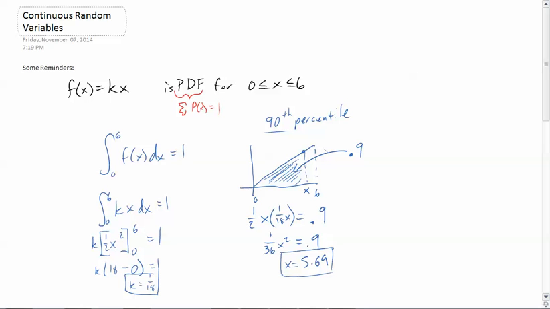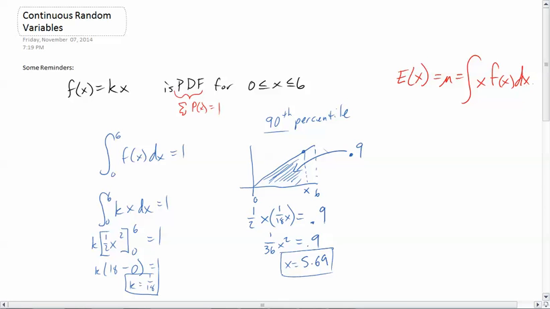Okay, so that's just a couple of reminders. Please do also remember a couple of other things that we've done. Please remember that the expected value of x, or the average, is simply the integral of x f of x dx, for the same reason as what we were talking about in the past, where we were just using the summation. It's just an infinite summation of that then.